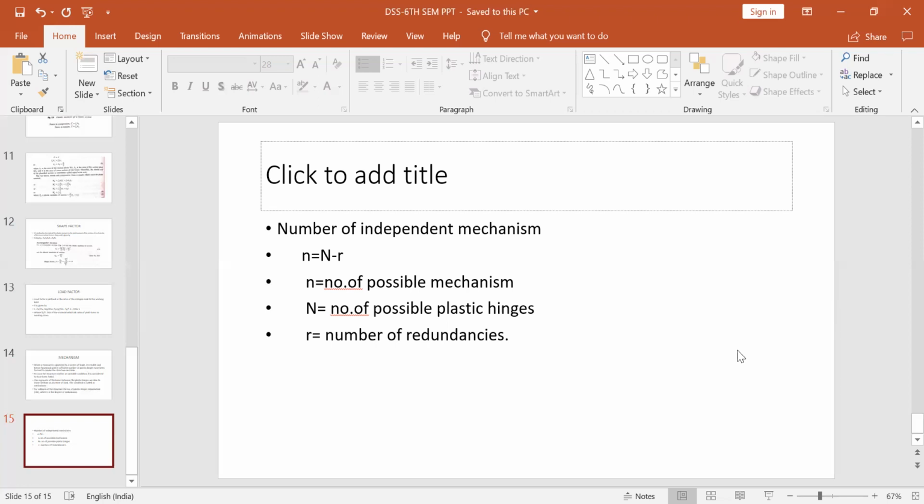And after discussing all that, we have to understand the concept of virtual work. The concept of virtual work is also utilized in finding out the plastic moment or the collapse load in a structure. Those problems we'll do. Once we do the problems, we'll understand how it all takes place.